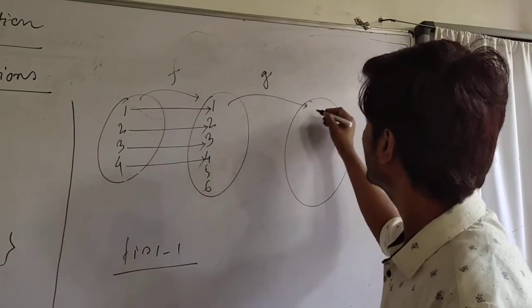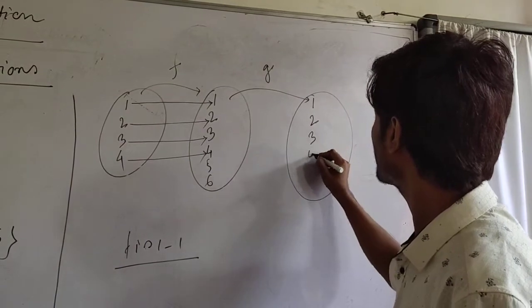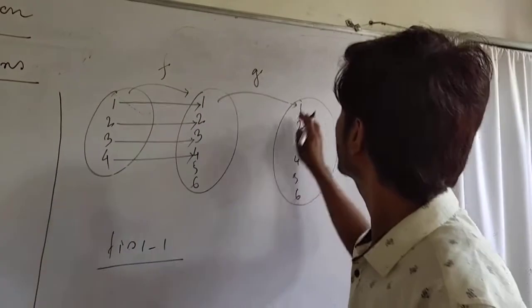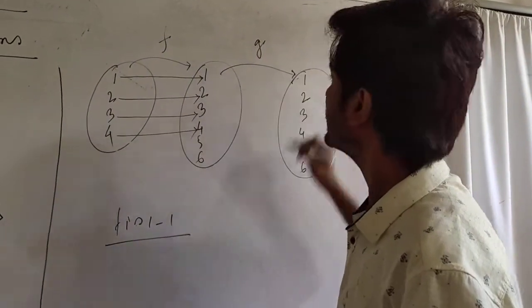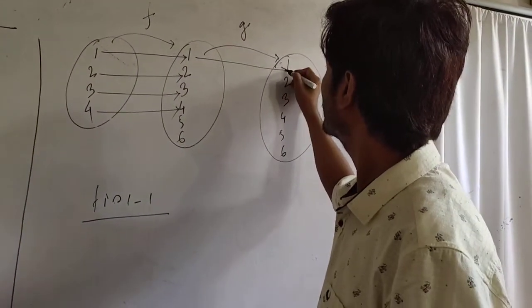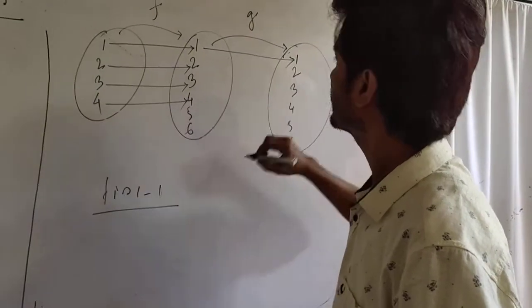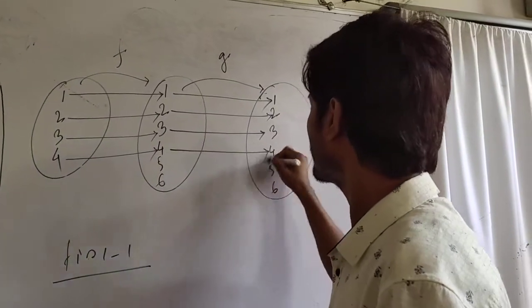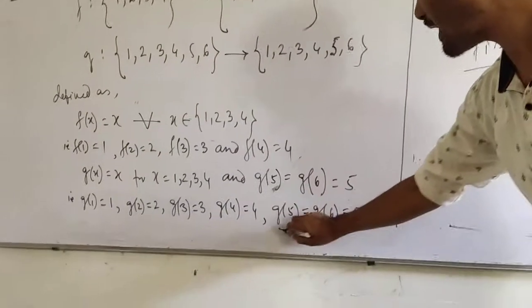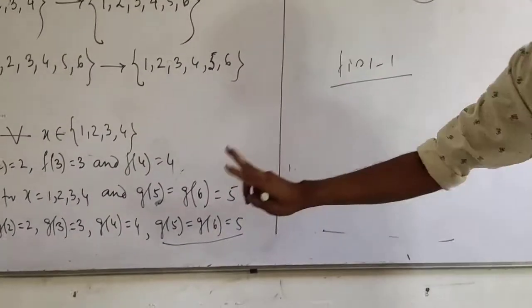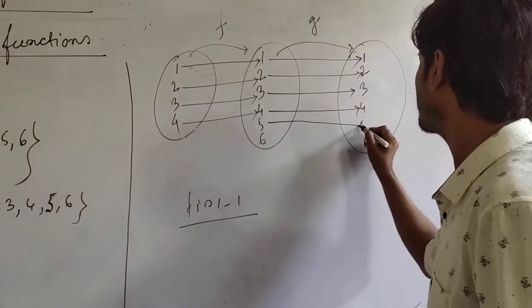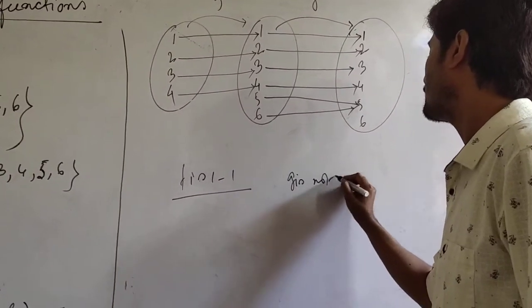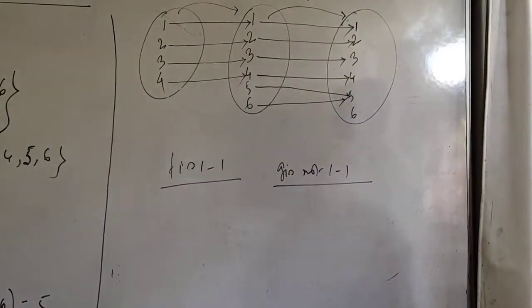Again, coming to the function g, this is our function g. The set is 1, 2, 3, 4, 5, 6, and the definition of g is such that the image of 1 is 1, the image of 2 is 2, the image of 3 is 3, and the image of 4 is 4. But we have taken 5 and 6, and for both 5 and 6 the image is 5. That is, g is not 1-1.